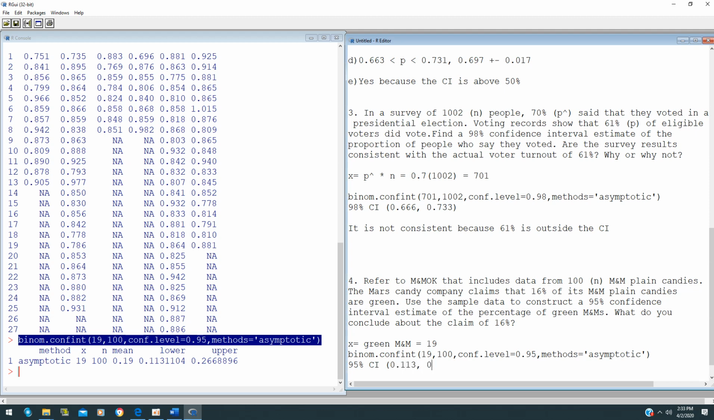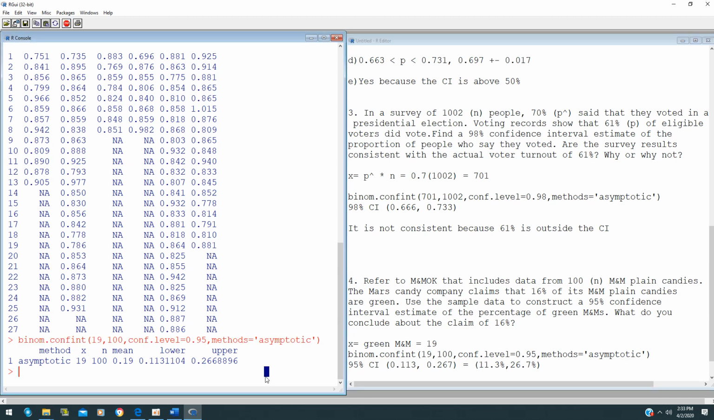0.113 and 0.267. However, if you write this in your test, you will get half a point, and they will mark you wrong because the question wants it in percentage. So this is around 11.3% to 26.7%. Again, class, if you forget to put the percent next to it, I will also deduct some points. So this is how we find the 95% confidence interval.